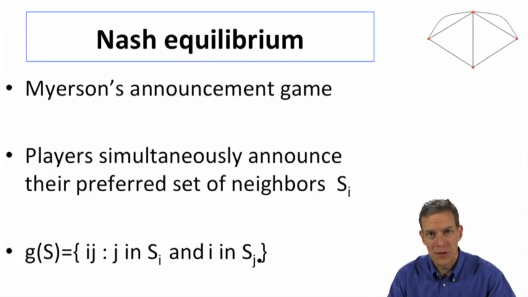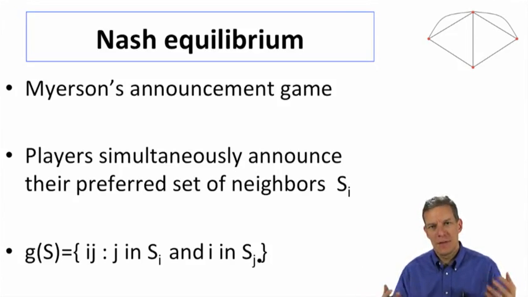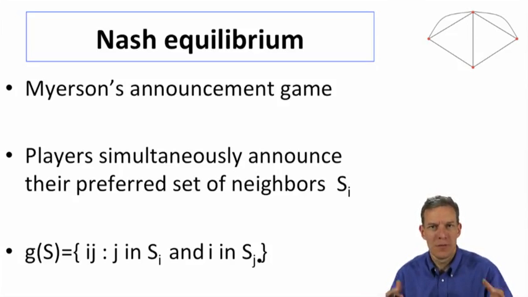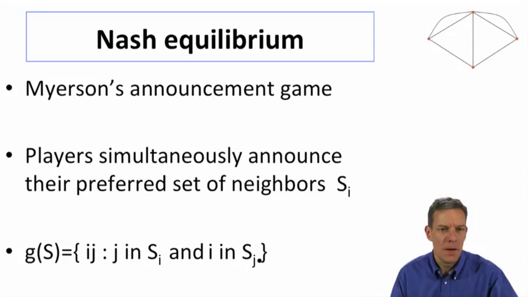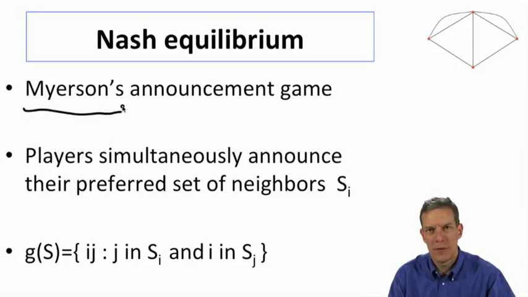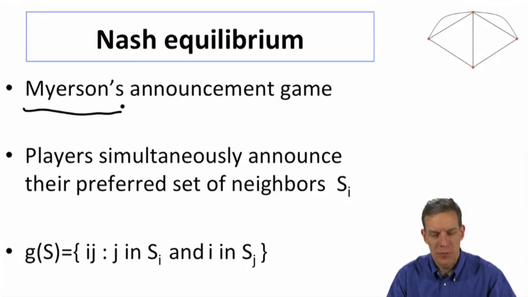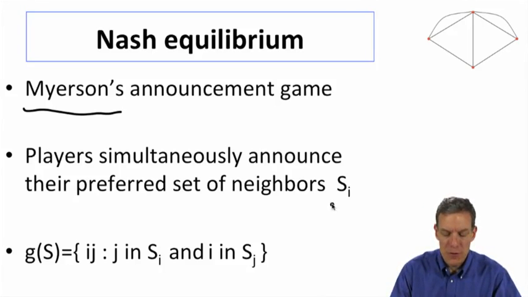So let's think about this alternative way that we thought of early on of forming networks, which was just to think of each person saying who they're willing to form relationships with, and then having relationships form if and only if both people named each other. This is a game that Roger Myerson talked about in the early 1990s, an announcement game of forming relationships. In this network formation setting, players can simultaneously announce which their preferred set of neighbors are.